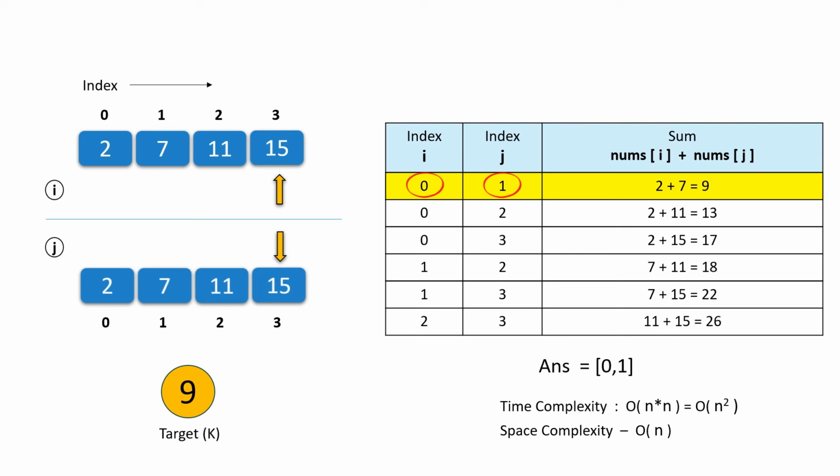The overall time complexity of this entire operation is big O of n square. Why? The reason is that we are running two nested loops i and j within each other, and the operation of finding all possible pairs results in big O of n times big O of n, which is big O of n square. Whereas the space complexity is big O of n. The reason being that we will be storing a maximum of n elements of the nums array.